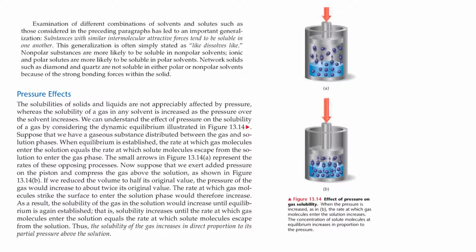Examination of different combinations of solvents and solutes, such as those in the preceding paragraphs, has led to an important generalization. Substances with similar intermolecular attractive forces tend to be soluble in one another. This generalization is often simply stated as "like dissolves like." Nonpolar substances are more likely to be soluble in nonpolar solvents. Ionic and polar solutes are more likely to be soluble in polar solvents. Network solids such as diamond and quartz are not soluble in one another or in nonpolar solvents because of their strong binding forces within the solid.